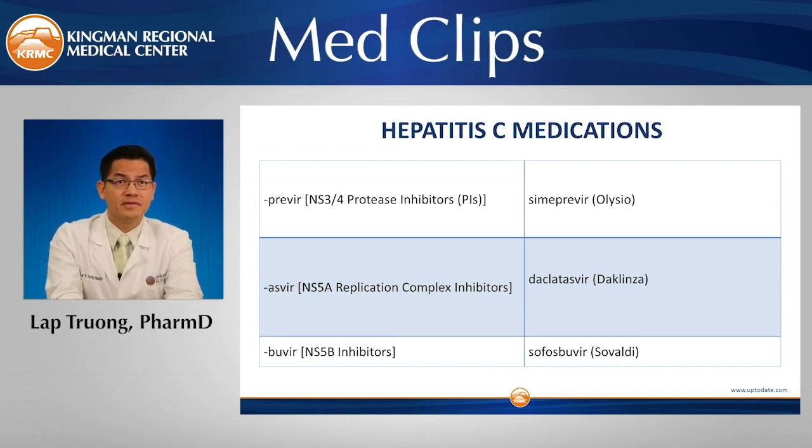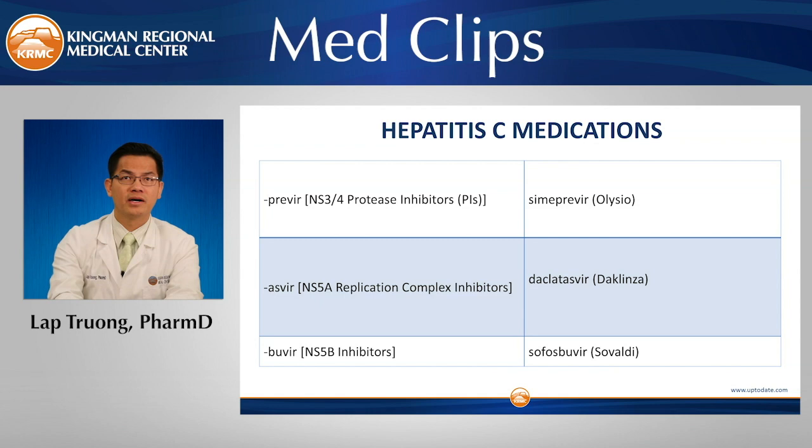On the left column, I put the drug classes of the medication, and on the right column are the name of the medication. The one inside the parentheses is the brand name. The one that starts out with the lowercase letter is the generic.